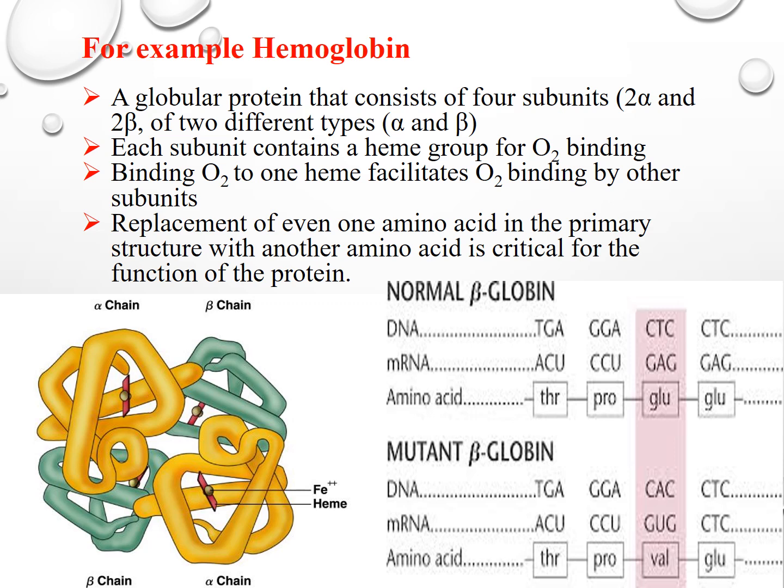Like that, as you have seen in the normal beta globin chain of hemoglobin, that is the DNA sequence, and that is the RNA sequence. As you already know, the DNA sequence is changed when it is complementary to the messenger RNA. It is changed.